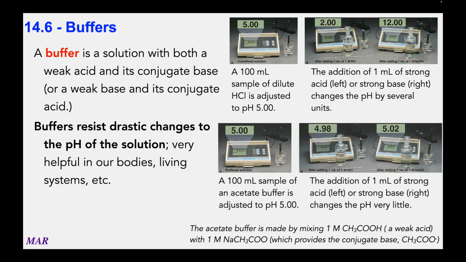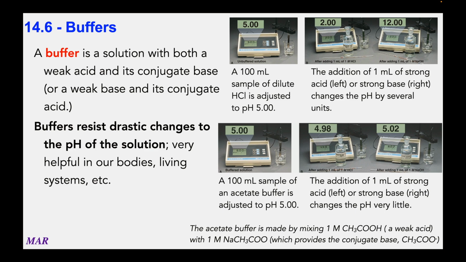Now here's an example, same kind of problem. We have 100 milliliters, same volume, but this is an acetate buffer. This means that we have acetic acid and acetate, and it's been adjusted to a pH of 5. On the right, we have the same conditions. We're adding a milliliter of strong acid or strong base, but look what happens. What made the pH go from 5 to 2 above went from 5 to 4.98 when we added the strong acid to the buffer. And what made the solution on top go from a pH of 5 to a pH of 12 upon adding sodium hydroxide? The pH of the buffered solution went from 5.00 to 5.02.